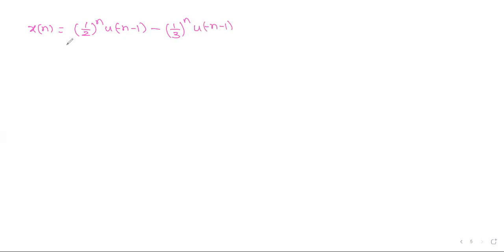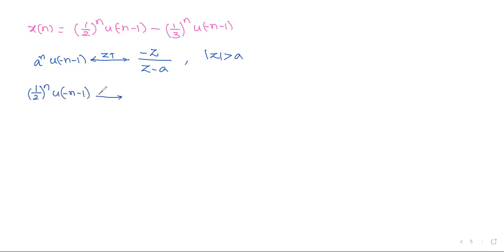Now we know the standard z transforms. What are the standard z transforms? A^n u(-n-1). What is the z transform for this? Minus z divided by z minus A, where mod z is greater than A. Now here, what will the z transform become? (1/2)^n u(-n-1), the z transform will become minus z by z minus 1/2. So sorry, here this will be less than.